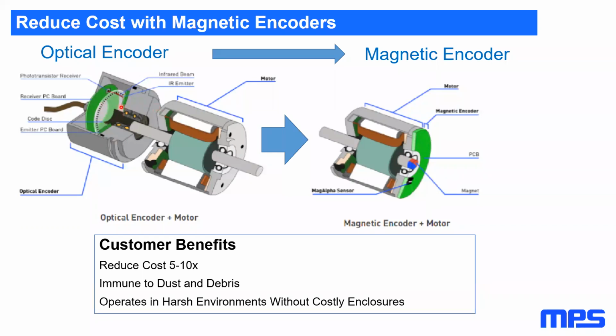You have a code wheel, a disk, you have the photo transistors. For a small brushless DC motor, the encoder can be the same size as the motor. Whereas if I was to take this motor and use a magnet, I would just throw a magnet on the end of this shaft, throw a PCB, which is whatever the thickness of a PCB is right here, and our sensor would sit off to the side. So it's a space and especially a cost savings.